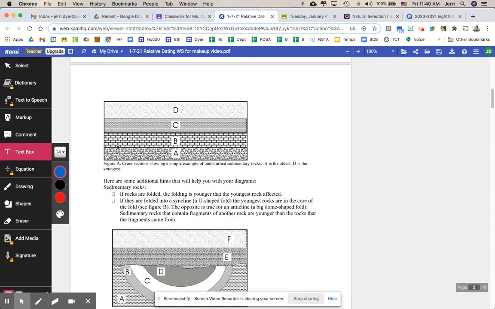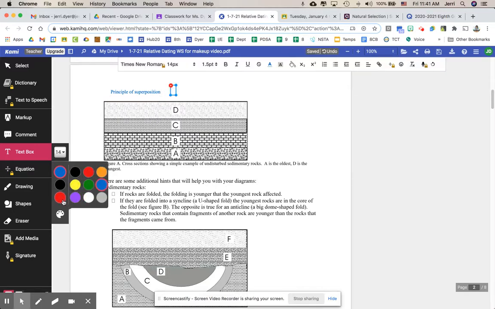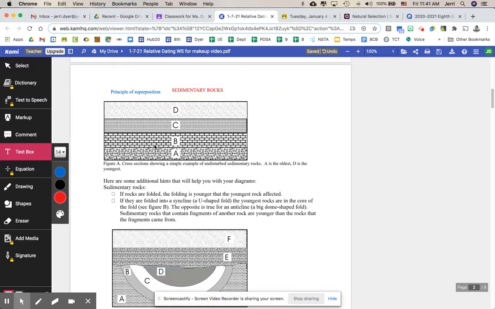So for this one, this is very basic, and we're just going to use the principle of superposition for this one. Okay. What's really important about that? Well, what's really quite important about that is that we are looking specifically at this with sedimentary rocks. Okay, superposition works very well with sedimentary rocks, doesn't work all that well with other types of rocks.